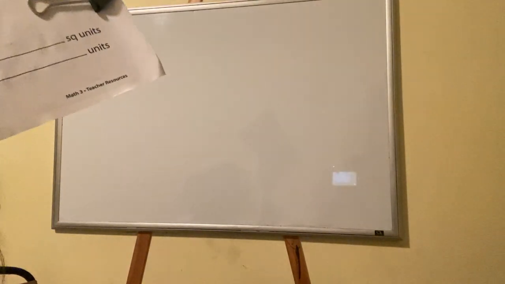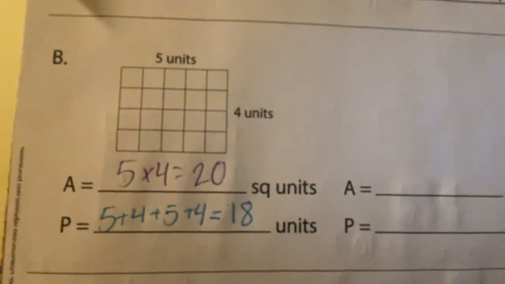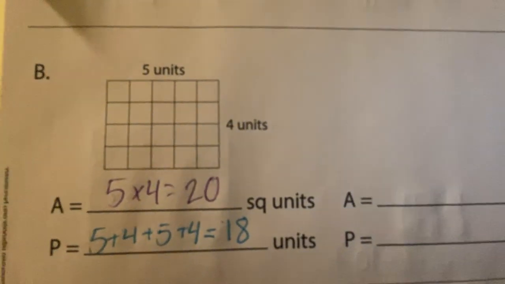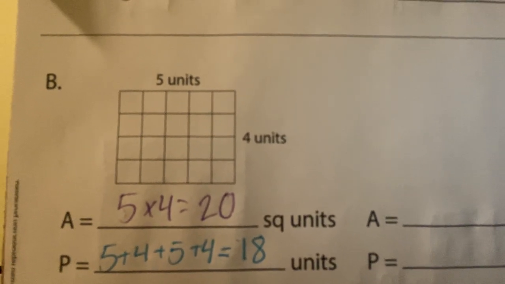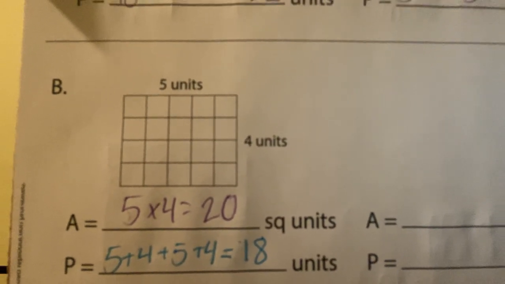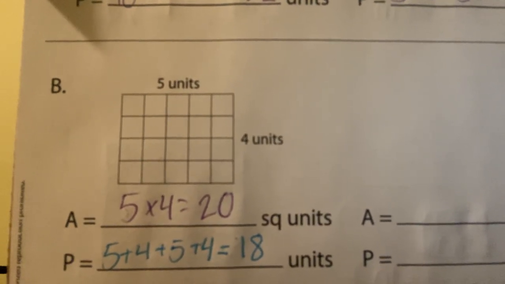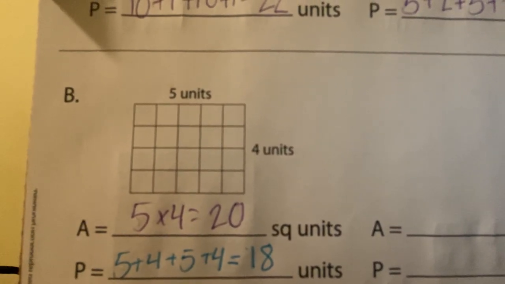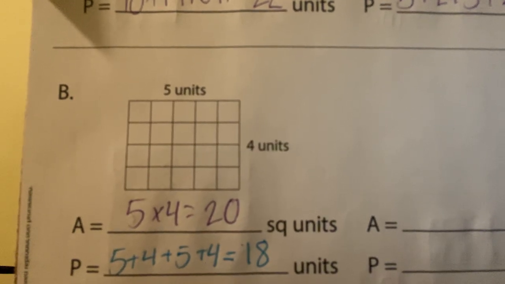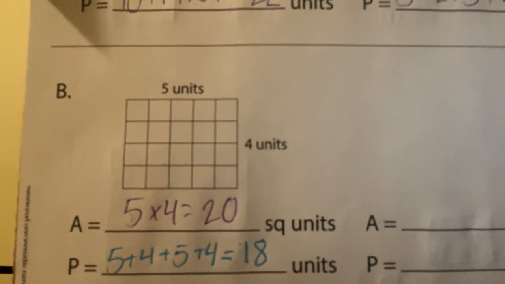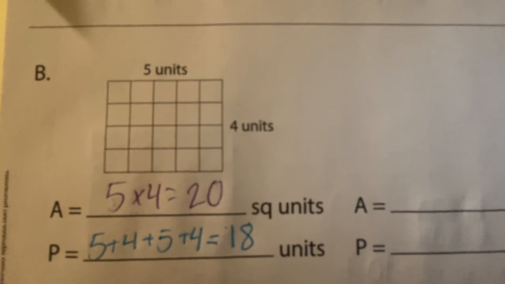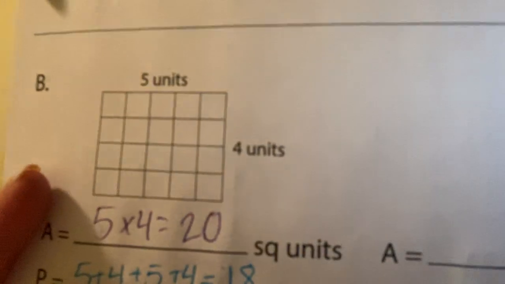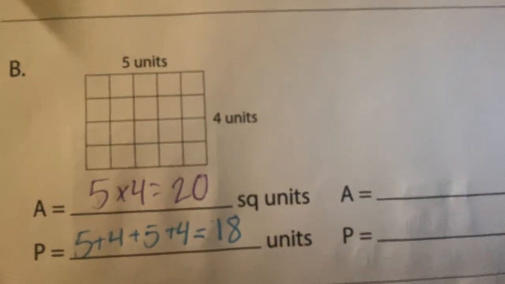Okay, ready? The area of this first shape is 20. You have four rows of five, or five columns with four in each. However you write the equation, your answer would be that you have 20 square units inside this shape.